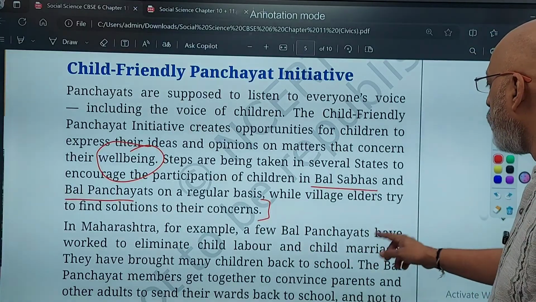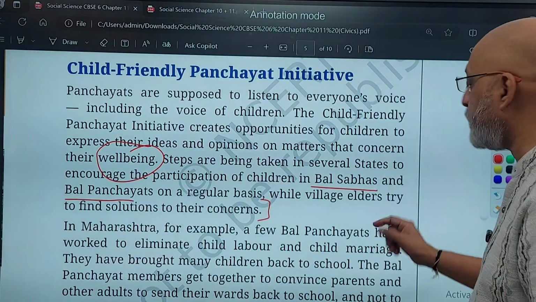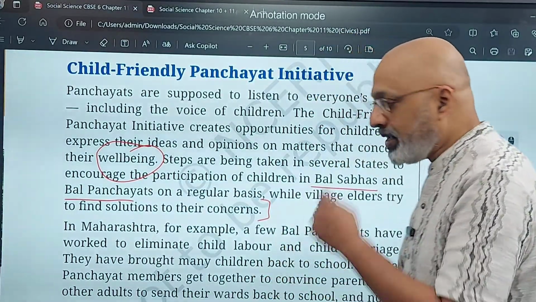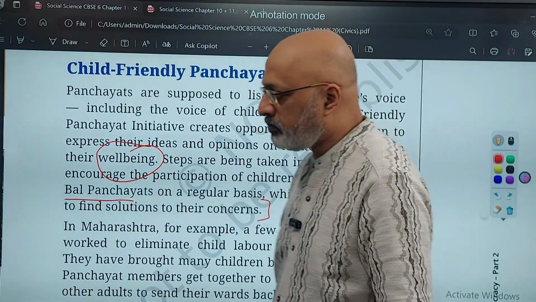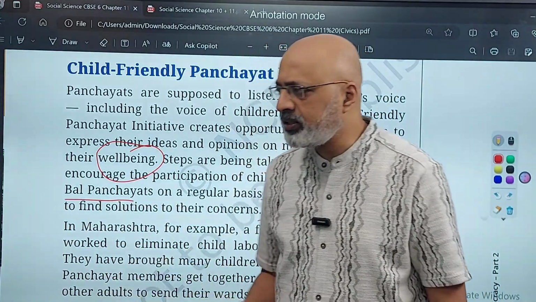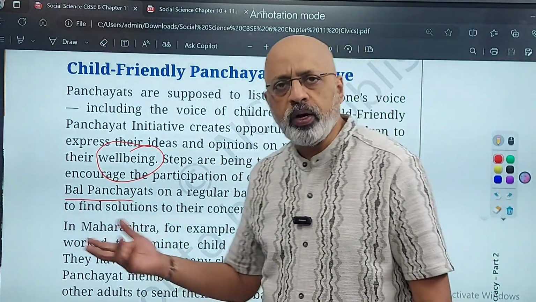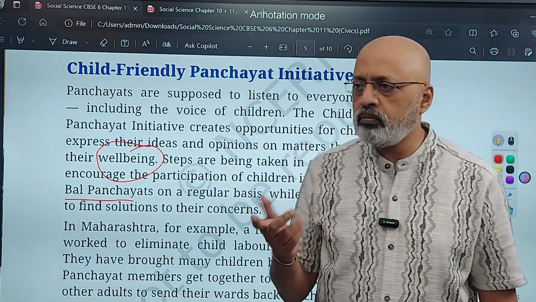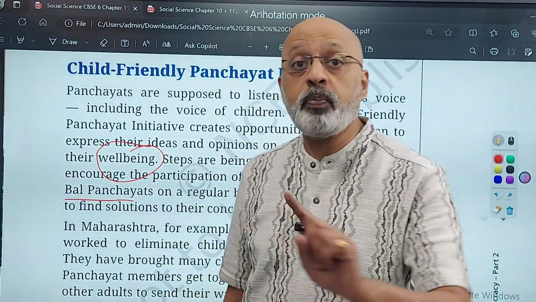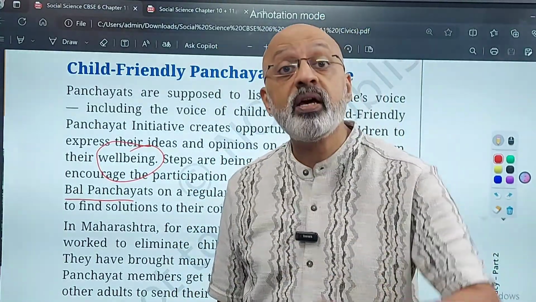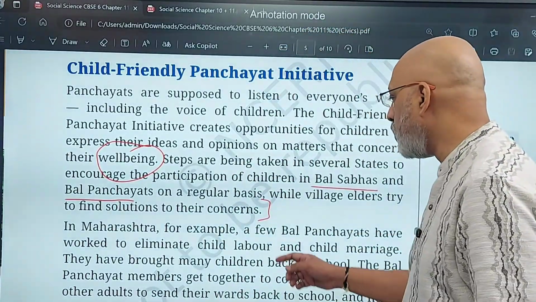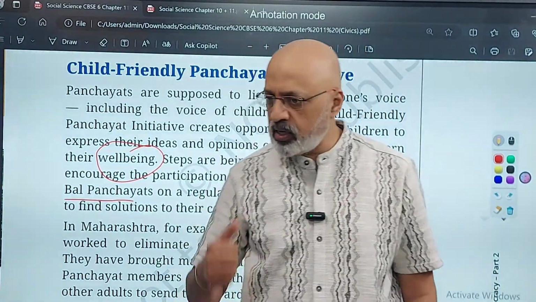In Maharashtra, for example, a few Bal Panchayats have worked to eliminate child labor and child marriage. Now, इससे भी बड़े मुद्दों को सॉल्व किया जा सकता है. Okay, ऐसा हो सकता है कि आप ये करें कि, और एक गांव में होता है, मेरे क्लास में एक लड़की है, let's say कोई नाम लगा देते हैं, रुक्मणी. रुक्मणी पिछले 7th क्लास तक पढ़ रही थी, 8th क्लास में नहीं आई, क्योंकि even though she is minor, her parents are getting her married, child marriage which is illegal in India. Okay, उसके बावजूद चाइल्ड मैरिज होते हैं. Okay, so the Bal Panchayat says that हम इसको रोकेंगे.